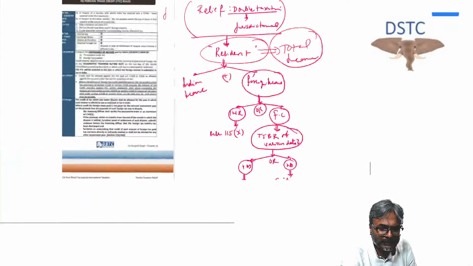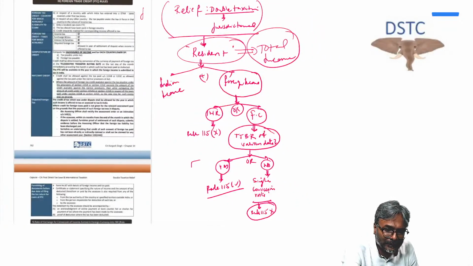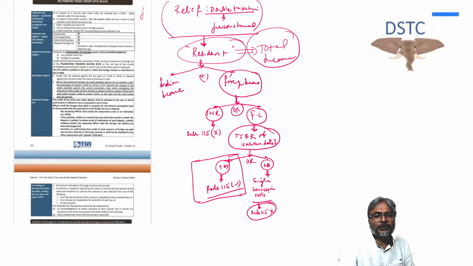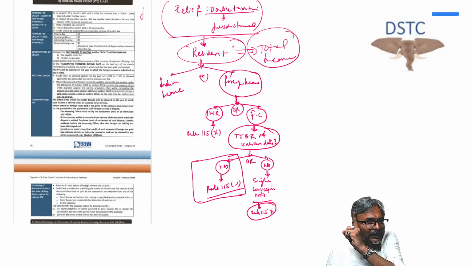Whenever the total income of this resident has to be computed at that particular point of time, students, what you need to do is this. Be careful on this one, students. All of you just pay attention to this particular part. Whenever you need to calculate the total income, you first have to ensure that the foreign income is converted into INR, which is going to be a part of your total income.